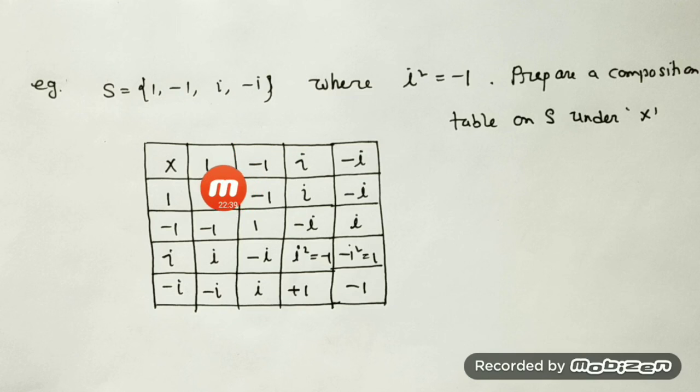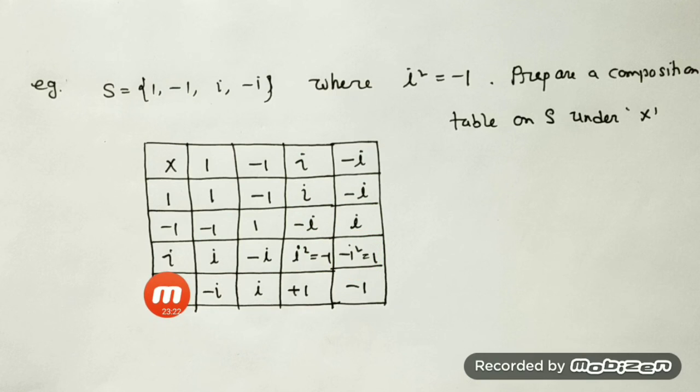Then horizontally and vertically you place the elements: 1, minus 1, i, minus i, and the same in this case also. Now you have to do the operation like this. Your operation is multiplication, so 1 into 1, answer is 1, here you have to write. Then 1 into minus 1 is minus 1. 1 into i gives you i. 1 into minus i is minus i. Next line, this line you have to complete now. Minus 1 into 1, answer you write down here, minus 1. Minus 1 into minus 1 gives you plus 1. Minus 1 into i gives you minus i. Minus into minus is plus, this gives you i.